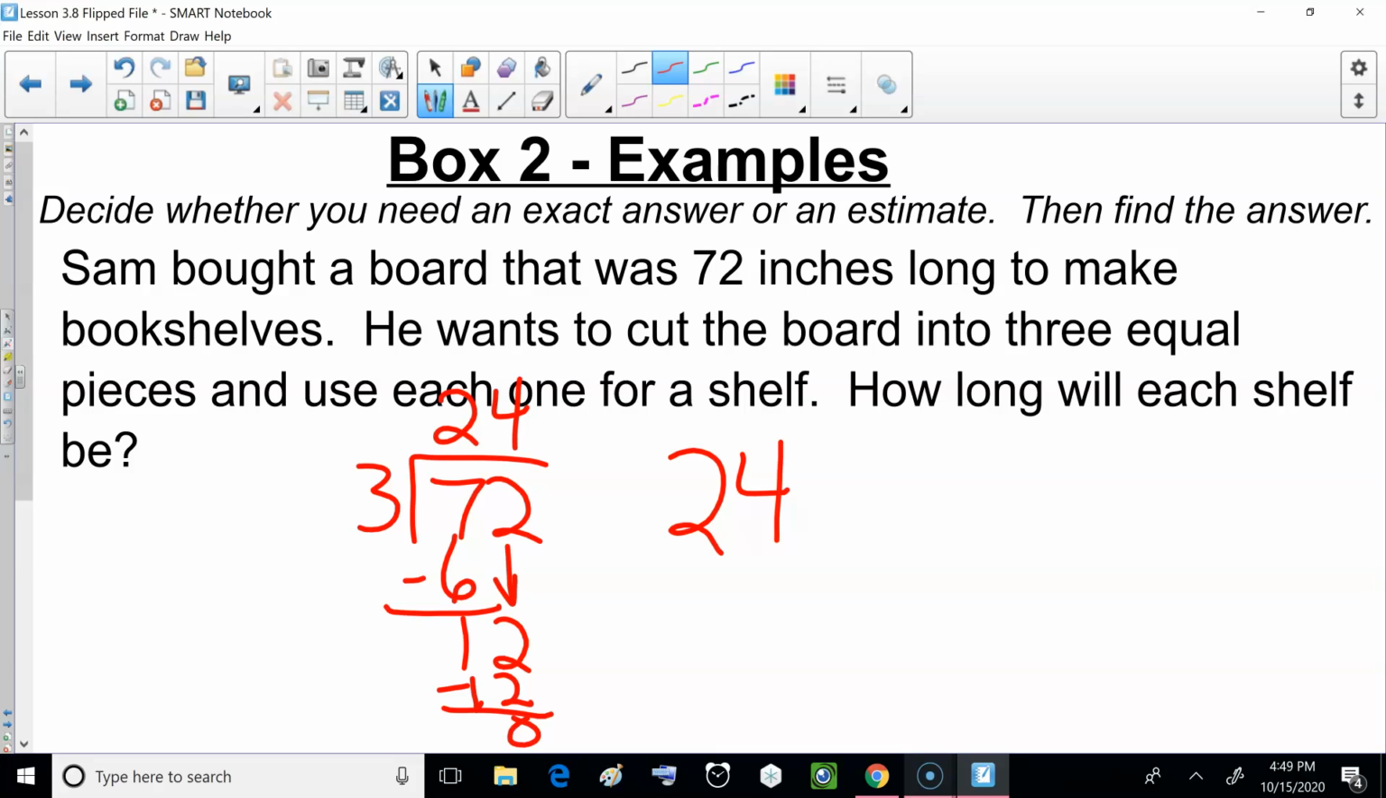24. If I look for a label, I'm looking for something that I sort of label. I see 72 inches, so my guess is each board is going to be 24 inches. So you can pause the video right now and write this down as an example to help you as well in your solving.